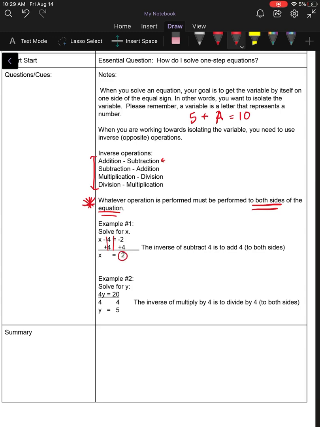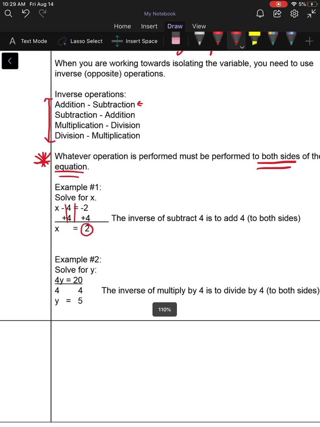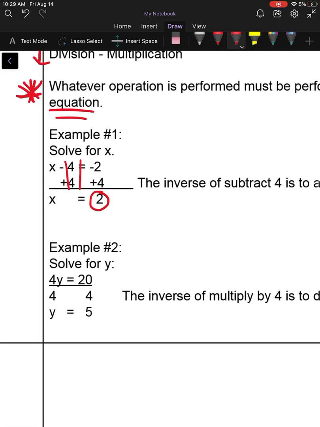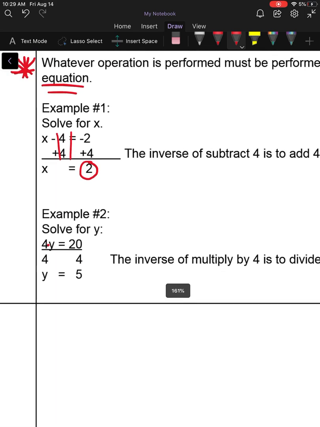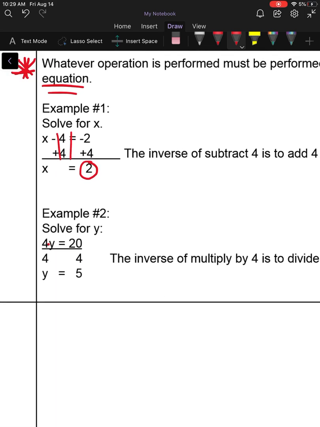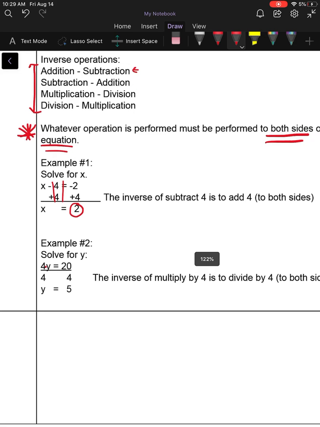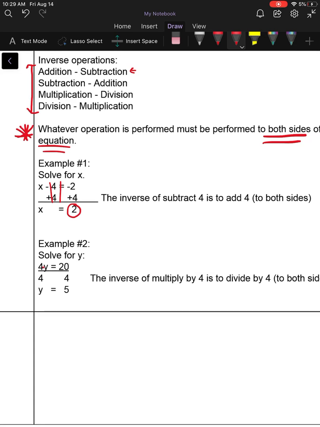Okay. Final example for our notes for today. We have a multiplication problem. 4y equals 20. You're probably wondering, where is the multiplication? There is no multiplication symbol there. Well, if you look really, really close, you'll see a tiny little red dot there. You see it? Yeah. Anytime there's a variable right next to a number, it's implying that there is multiplication going on there. Okay, so we have to do the opposite of multiplication, which is division.